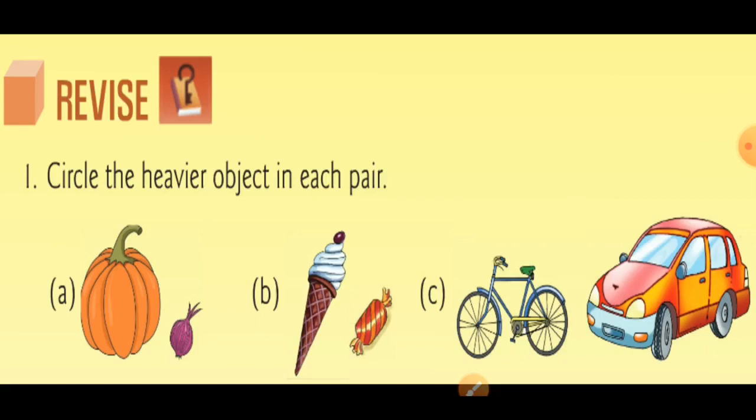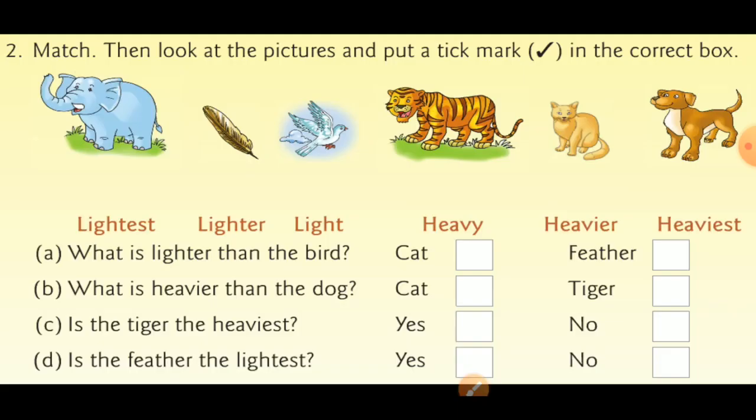Now come to page number 114, revise exercise. Question 1. Circle the heavier object in each pair. Number A, pumpkin and onion. So pumpkin is heavier than the onion, so circle that. Number B, ice cream and toffee. So ice cream is heavier than the toffee, so circle the ice cream. Number C, bicycle and car. So car is heavier than the bicycle.